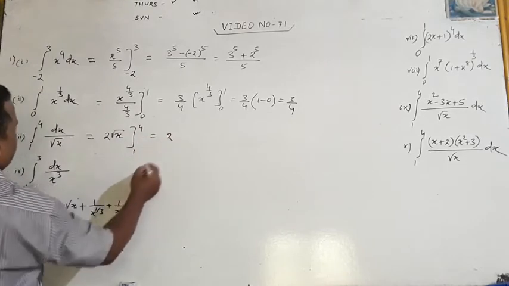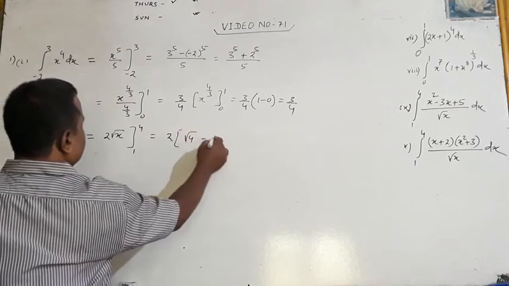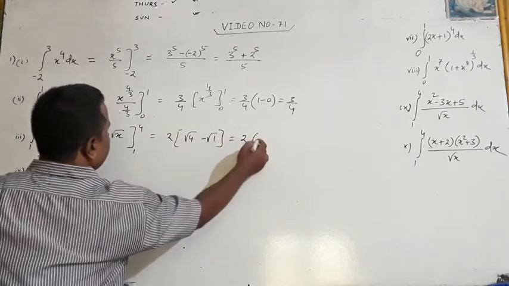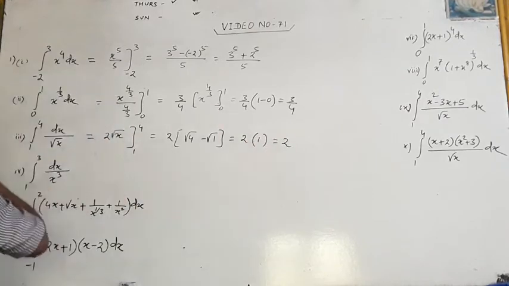Then 2 will come outside. You will just put root 4 minus root 1. That is 2 minus 1, 2 minus 1 is 1. So the answer is 2. Next. What is the integration of dx by x to the power 3, from 1 to 3?